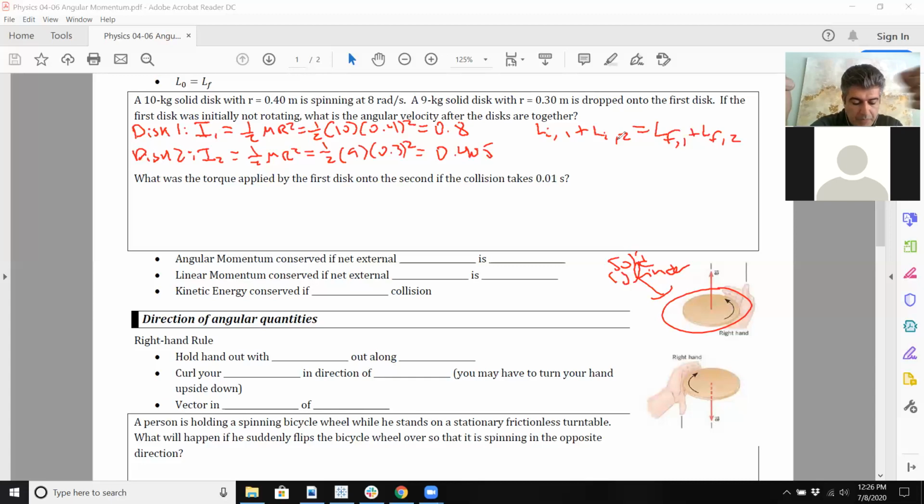Now, you're told the first disk was initially not rotating. Was angular velocity, hold on a sec. Let me look at this one more time here.